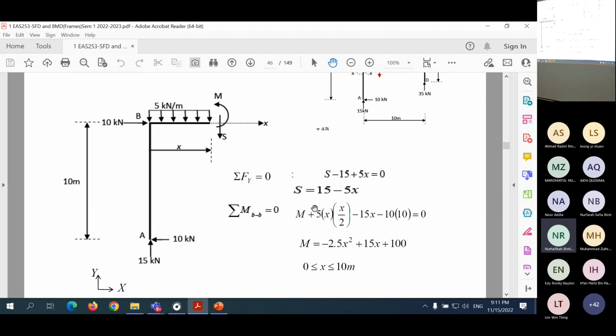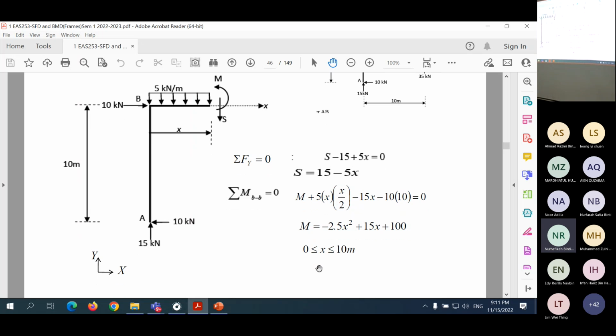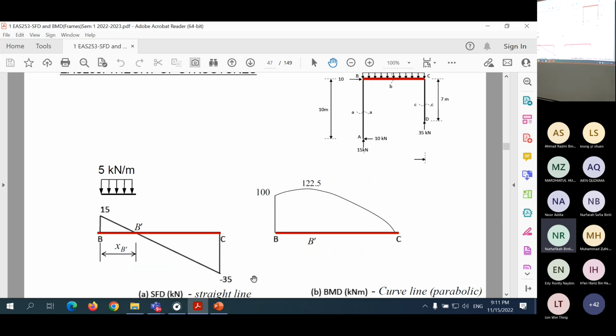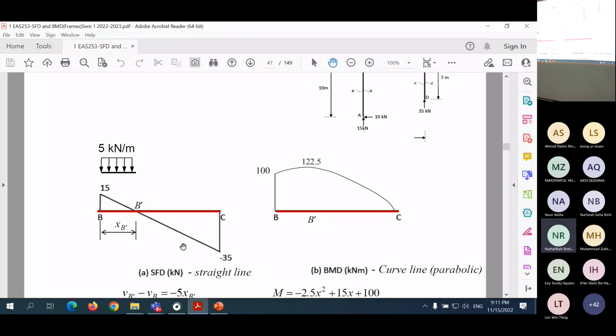So now if you try to draw this part using these equations for this part only, you are going to get this, which represents member BC. The shear force variation is a straight line for member BC. And the bending moment is a curve, a parabolic curve. And because we have minus x squared here, it is curving in this way.